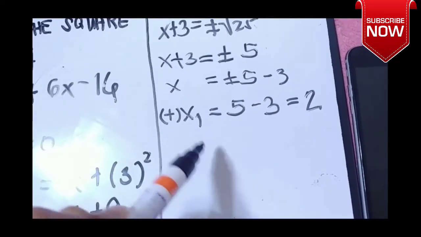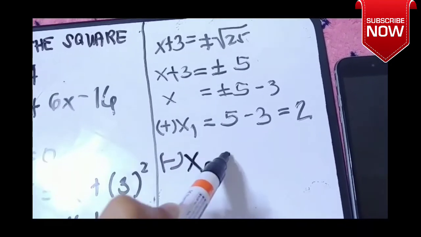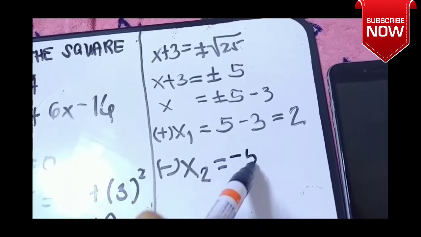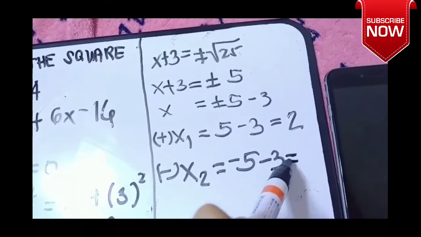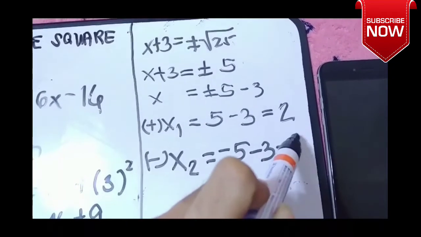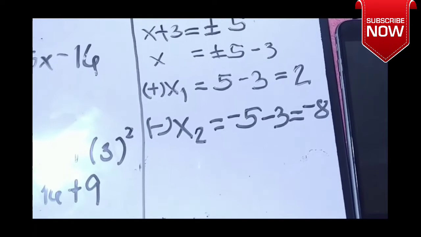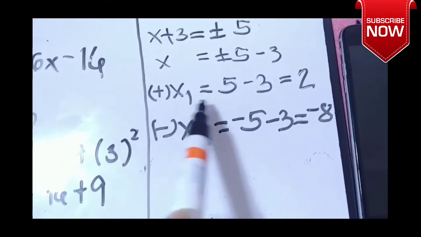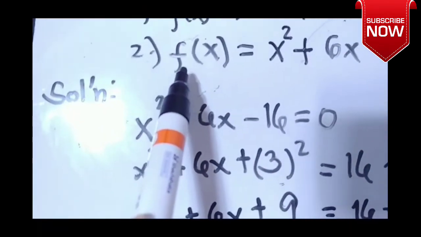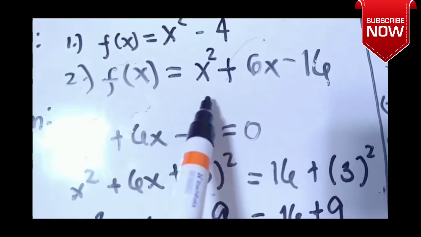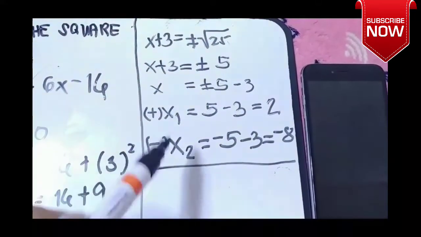So, the other value of x, we consider negative, that is x2 equals negative 5 minus 3, which equals negative 8. So, what's next? I-check na natin ngayon kung ang values ba ng x na positive 2 and negative 8, kung yan ba ang roots ng quadratic equation of f of x equals x squared plus 6x minus 16. So, checking.